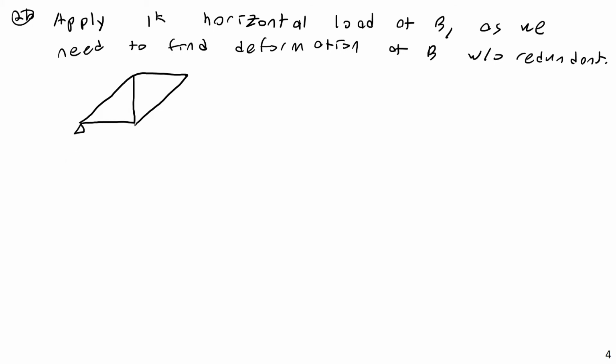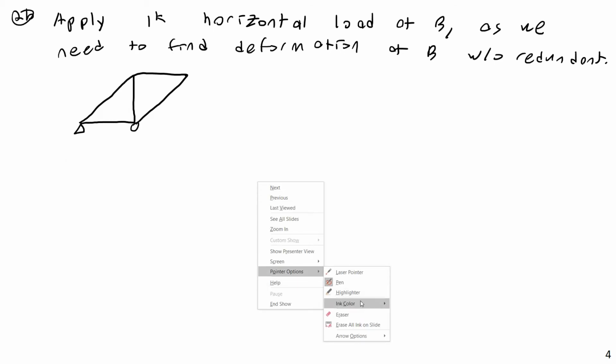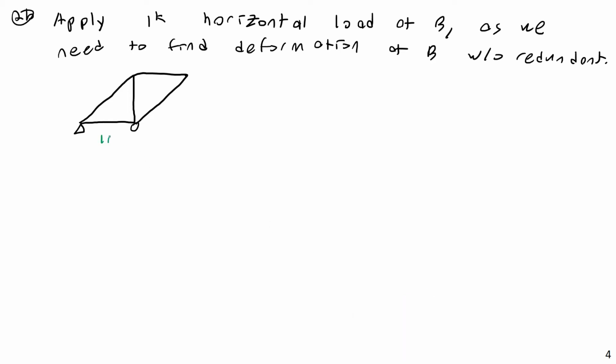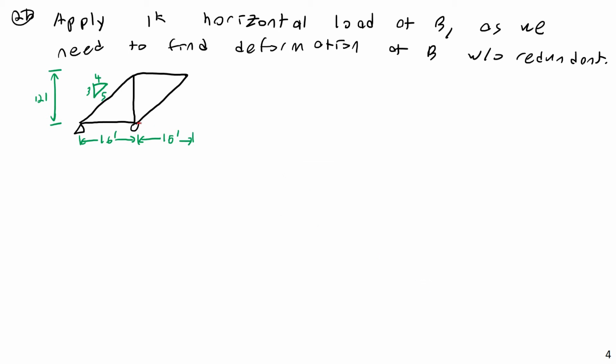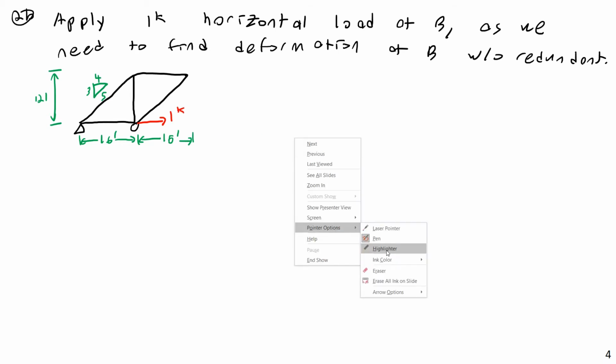So I'd still have a pin here and a roller here, and dimensions horizontally of 16 feet, and also 16 feet in this horizontal dimension here. Here to here is 16 feet. And in the vertical, it's 12 feet. And we have, again, our 3, 4, 5 slope triangle. Now the loads on this, we're going to have only a single 1 kip load here. And we have our same joint names, A, B, C, and D.